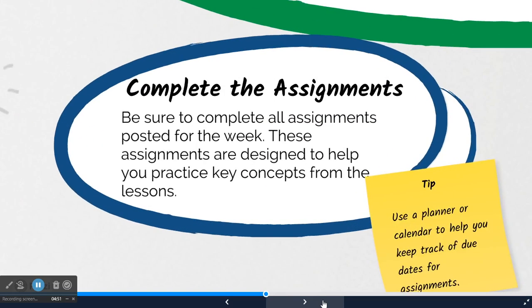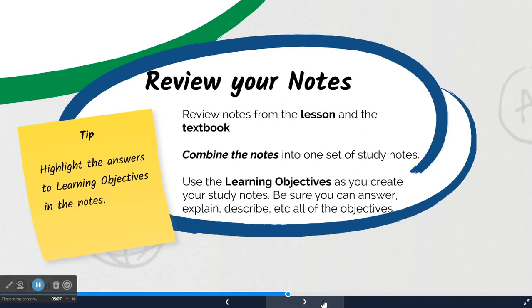So most biology classes will have some kind of assignment posted each week that will help you practice the concepts you've learned in your lessons. And another tip is to use a planner to help you keep track of your due dates for assignments, lessons, and quizzes.